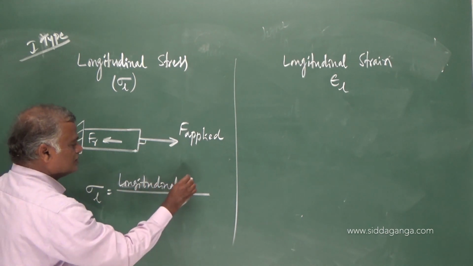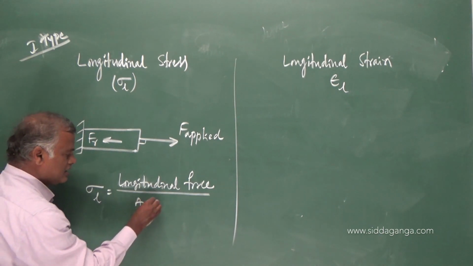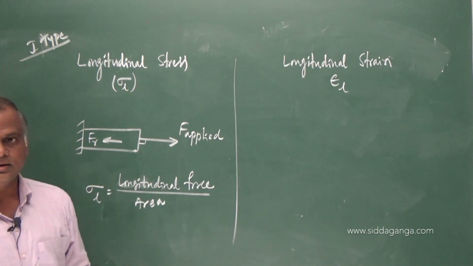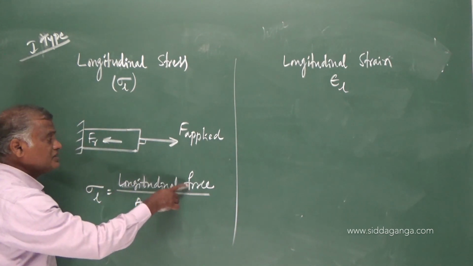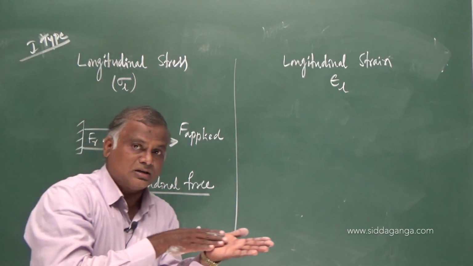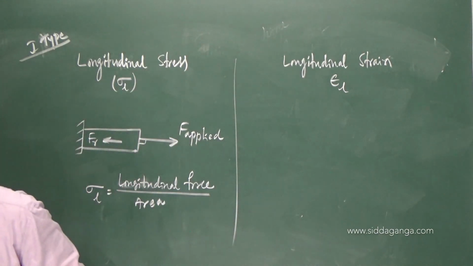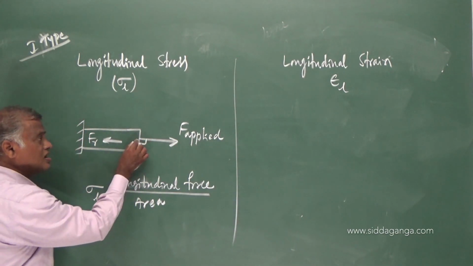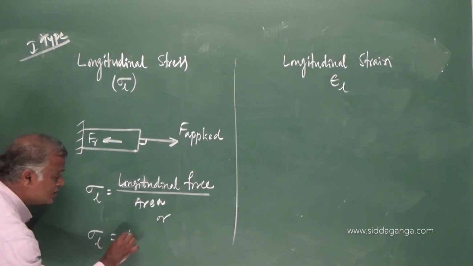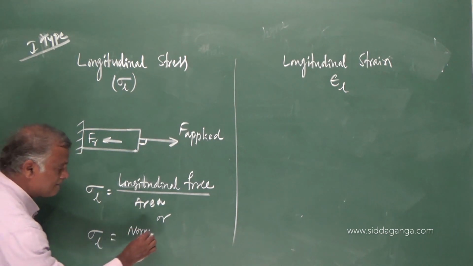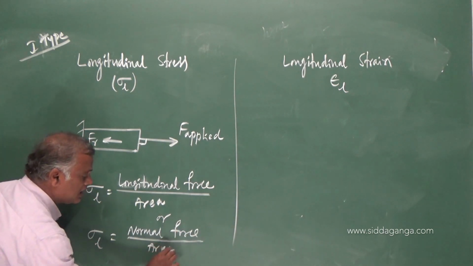Longitudinal force by area. Such a stress is called longitudinal stress. The force which is applied along the length of the body, and it is perpendicular, we do not apply randomly, and sometimes it is also taken as normal force per unit area.